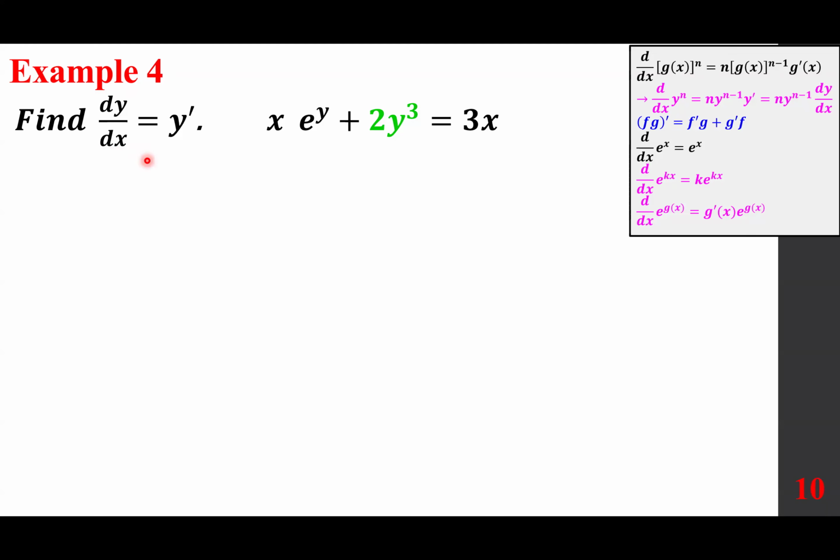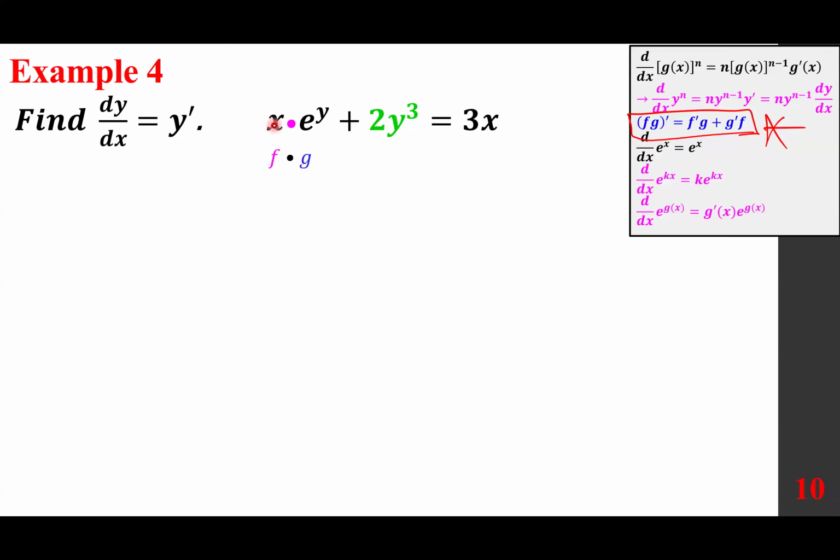All right, we want to find dy dx or y prime, where x times e to the power of y plus 2y cubed equals 3x. Clearly, this is the product of x and e to the power of y. We put a raised dot in between, and we call it f times g. We're going to use the product rule.